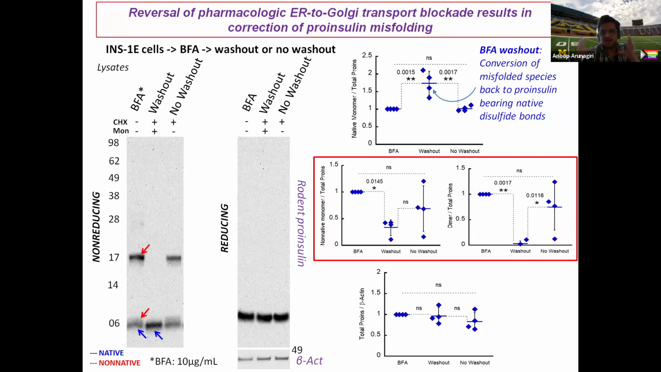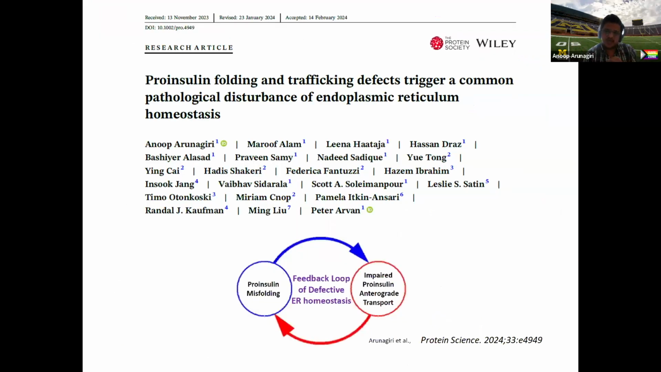We also learned that proinsulin misfolding is reversible for the first time, at least to my knowledge. Although this is a very controlled small experiment, in the long run, this would be an important result in the field of diabetes. This part of the work was published in March 2024, where we highlighted that if there are problems with proinsulin folding, it can affect trafficking, and if there are trafficking problems, that can affect folding. So these are tightly linked events. We don't know which problem comes first in diabetes. There is a feedback loop of defective ER homeostasis in the beta cells, and this is clearly implicated in diabetes.